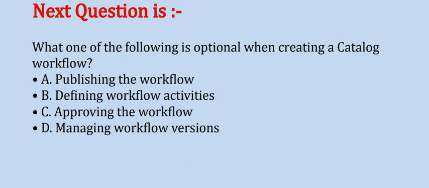Next question is, what one of the following is optional when creating a catalog workflow? Options are option A, publishing the workflow. Option B, defining workflow activities. Option C, approving the workflow. And option D, managing workflow versions.